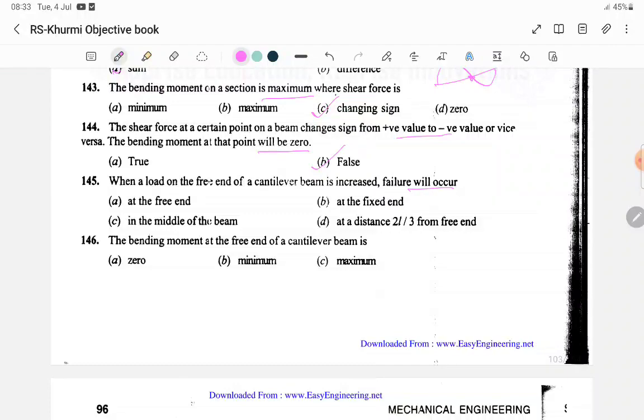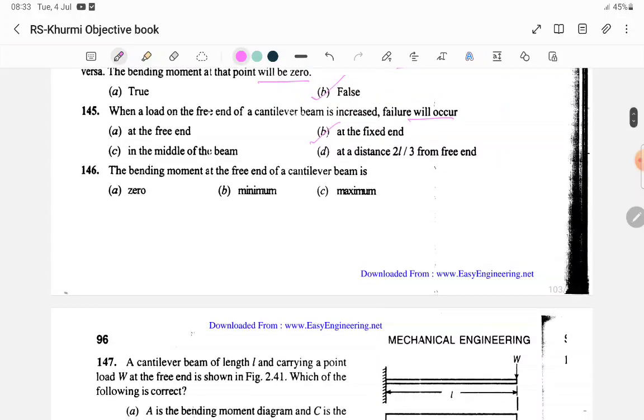When a load on the free end of a cantilever beam is increased, the failure will occur at the fixed end. 145 B. The bending moment at the free end of the cantilever beam is 0. So for a cantilever beam, what is the bending moment diagram? So this is the bending moment diagram. So here it is 0.